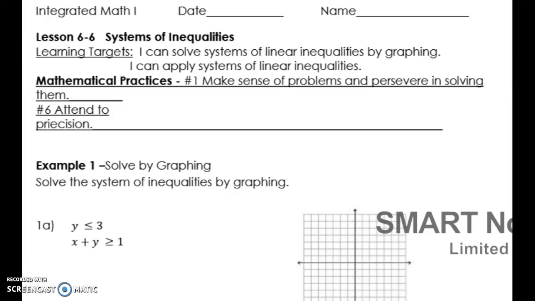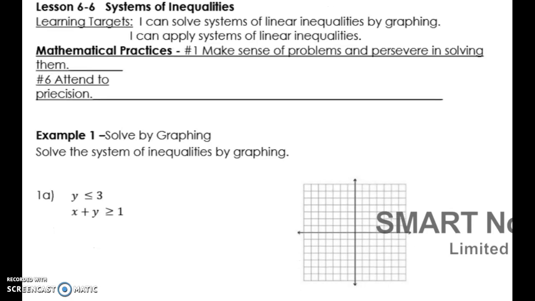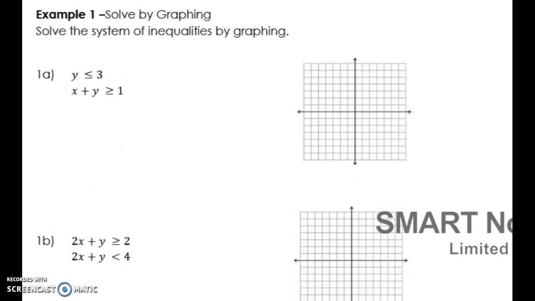All right, our last section of chapter 6 is talking about systems of inequalities. So now instead of doing systems of equations, we're talking about systems of inequalities. You've got to think back to when we did our last chapter on inequalities. That will come in handy here. We're going to solve all of these by graphing. So example 1, we're solving by graphing this system of linear inequalities.